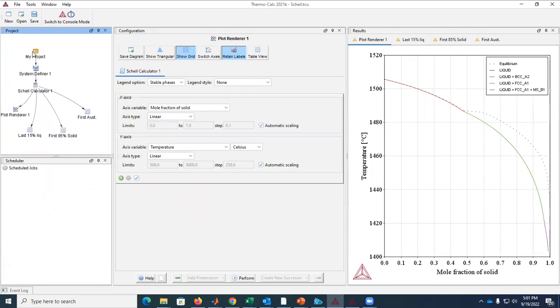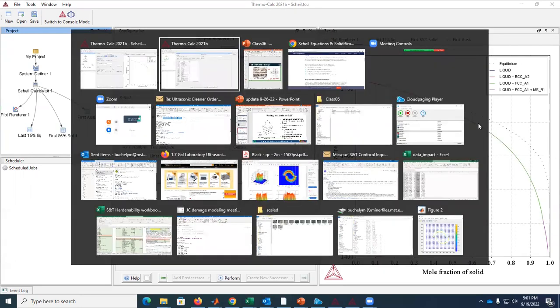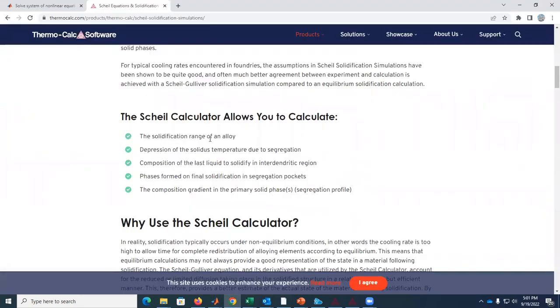After doing that, it's going to perform all of these three. After some time, it takes some minutes to calculate depending on your system, it's going to give you this result. This result shows you all of the parameters that I was describing before, so let's go back to the solidification range of the alloy.